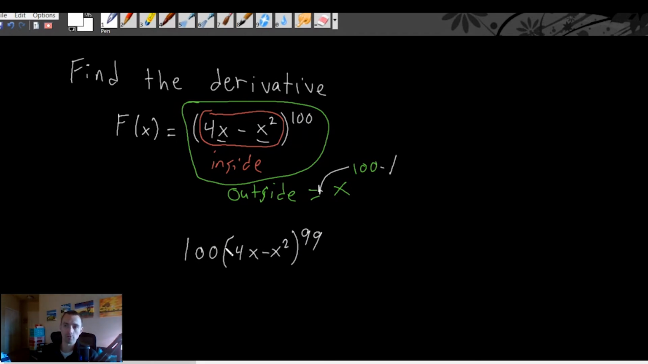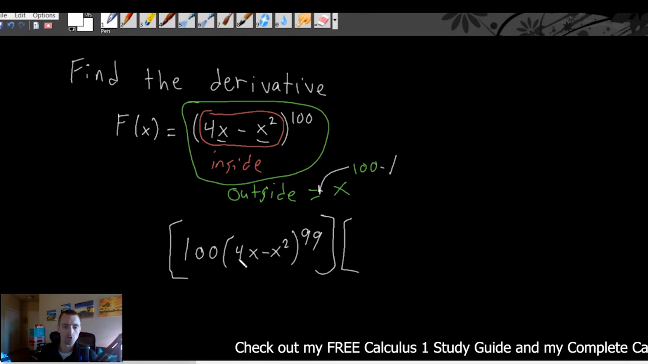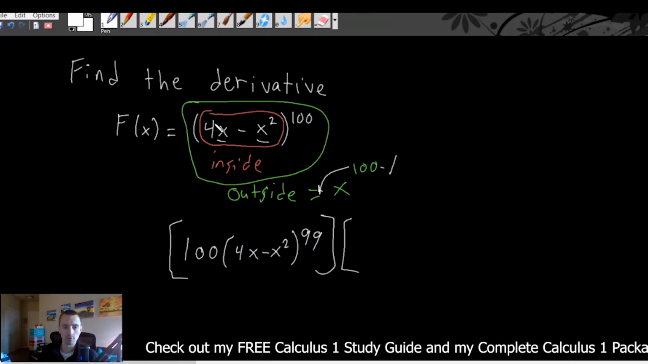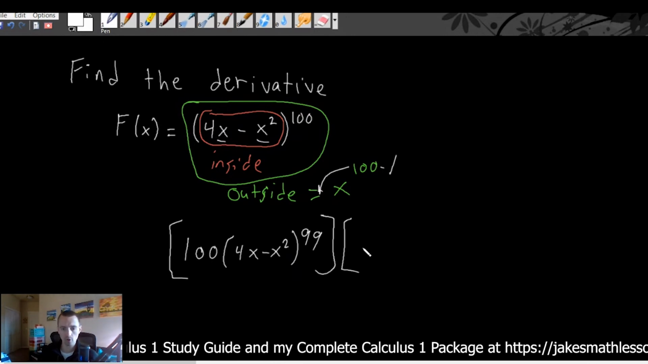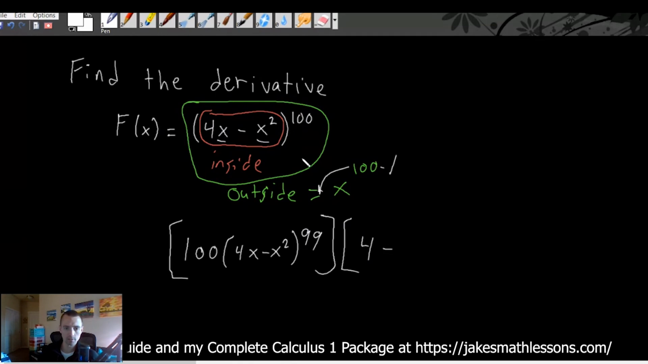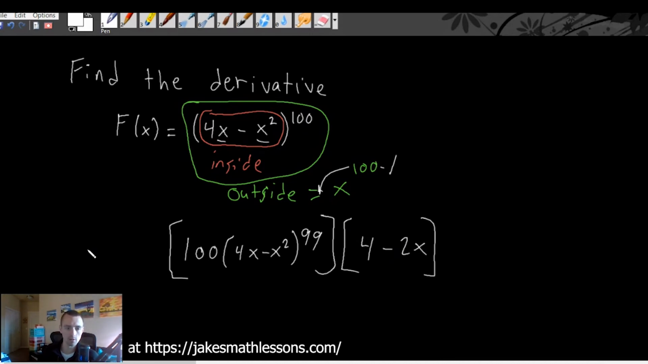We've dealt with that 100th power part, taken the derivative there. We've left our inside function as 4x minus x squared. And then we need to multiply this whole thing by the derivative of our inside function. So the derivative of 4x minus x squared is just going to be power rule again. Derivative of 4x is 4, minus 2x, the derivative of x squared is 2x. So now this is going to be the derivative of that original function there.